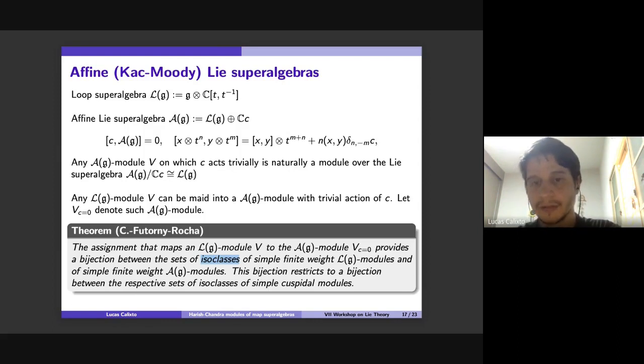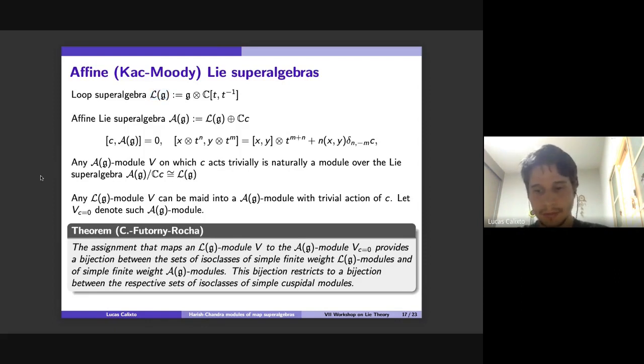And this bijection restricts to a bijection between the respective sets of isoclass of simple cuspidal modules. So the result is about finite weight modules or Harish-Chandra modules, but if I do restrict to cuspidal modules, then I also have a bijection. Right. Okay, so it's not that hard when we go to affine Lie superalgebra. So basically, this result is saying that if you want to understand these Harish-Chandra modules over affine, it's enough to understand the Harish-Chandra modules over the loop superalgebra.